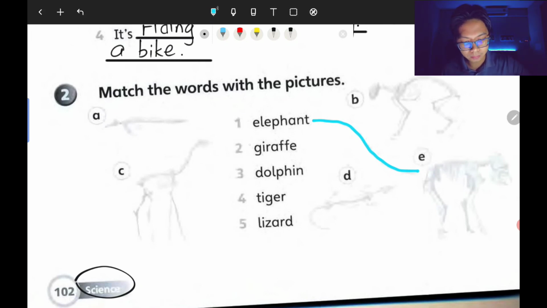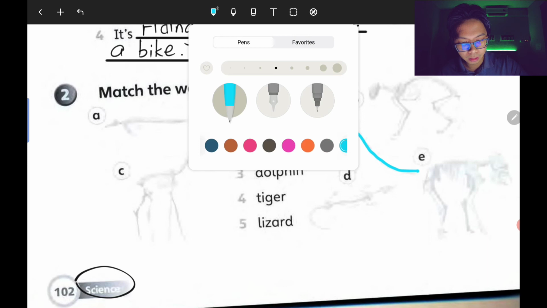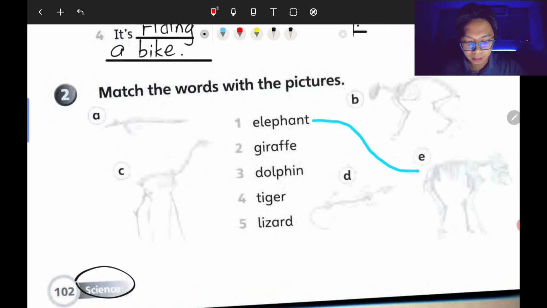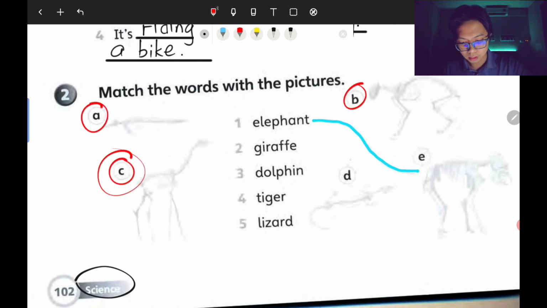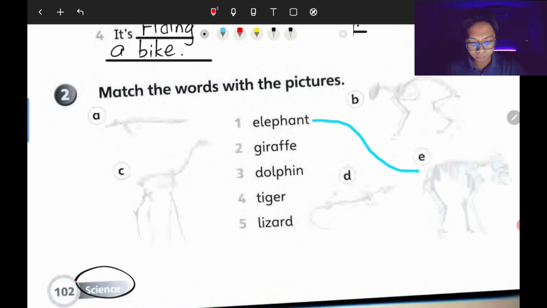So next one, giraffe. You may use other color. Okay, for example, let me use red. Okay, giraffe. Okay, with the long neck, leher yang panjang. So which one? Which skeleton? Is it A, B, C, D? Which one is the skeleton of a giraffe? It must be this one, right? Very easy. How about number 3, 4, and 5?